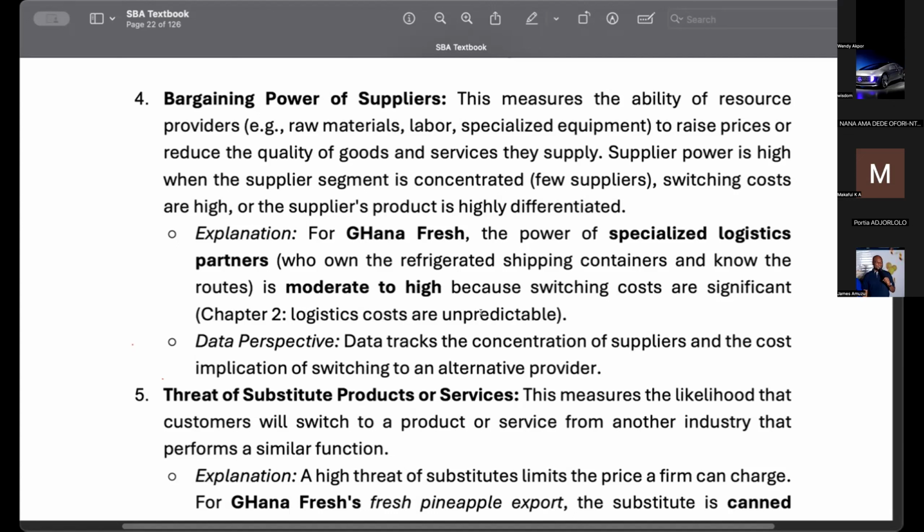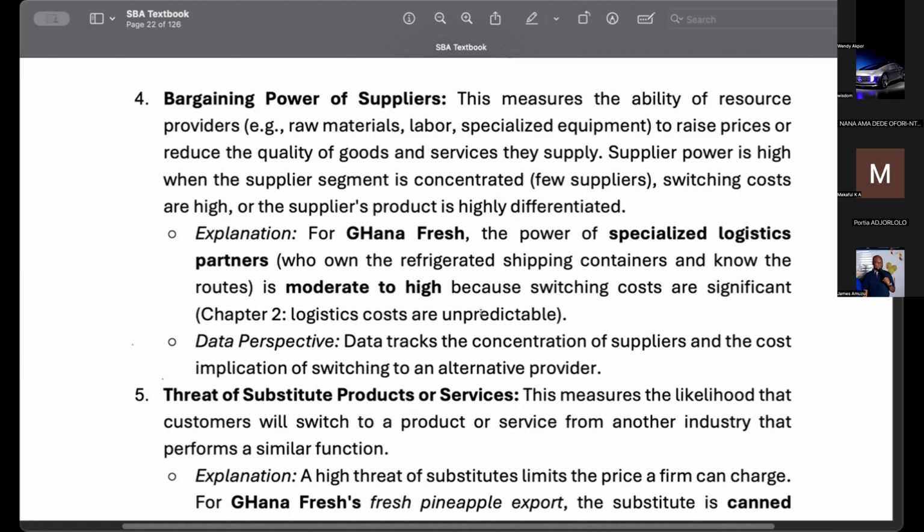Anyway, so the bargaining power of suppliers is the ability of the resource providers to raise prices or to dictate on market happenings, or the engagement they have with you on the market. That is where we are saying that they have a higher bargaining power.